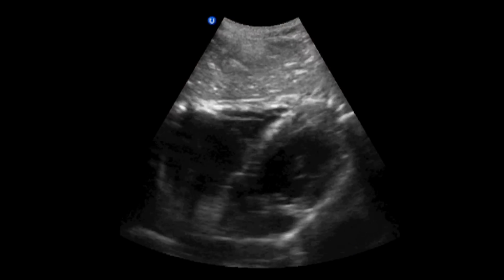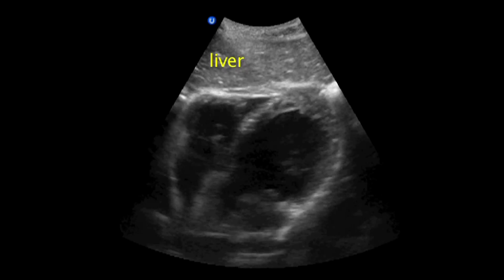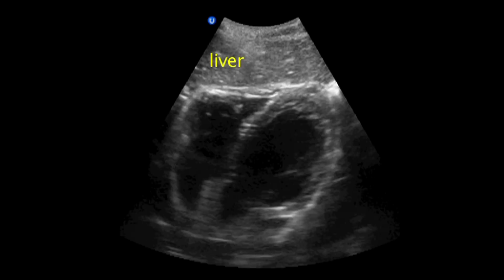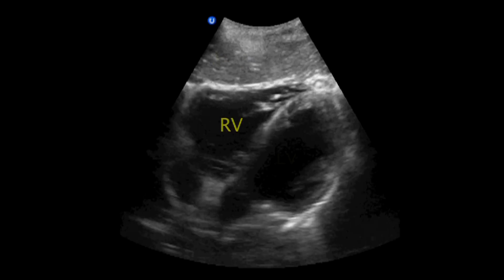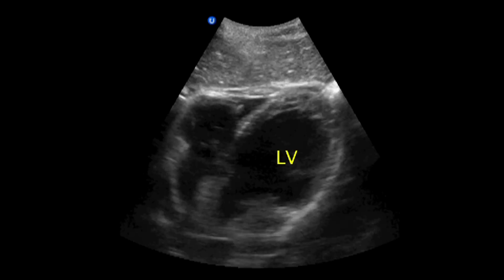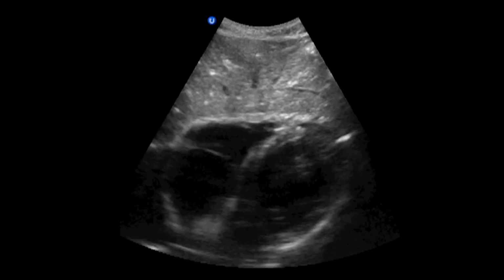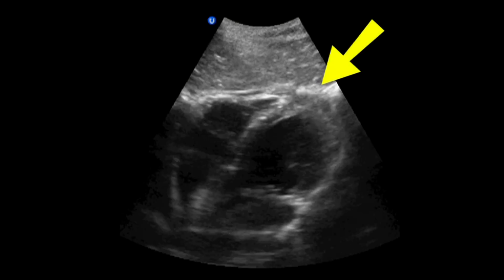The standard subcostal view uses the left lobe of the liver as a window. In this view, the right ventricle lies directly posterior and adjacent to the left lobe of the liver. The left ventricle is seen posterior to the right ventricle in this view. In the standard subcostal view, the apex of the heart is oriented towards the right side of the screen.